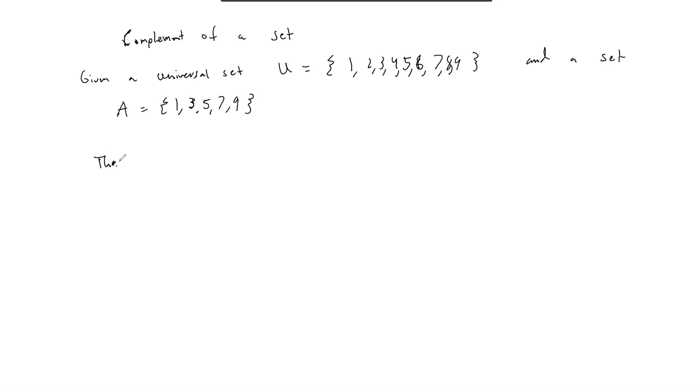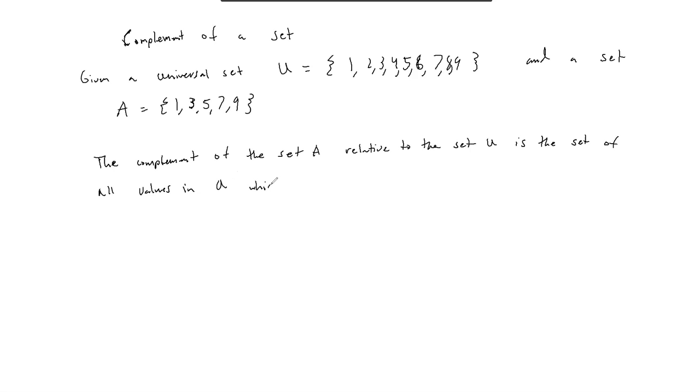The complement of the set A relative to the set U is the set of all values in U which are not in A. So if we want to find a complement, we'll denote it as, or sometimes it's denoted with a line over the top. I also see sometimes it's denoted with a prime symbol. Different things are used, but it could be any of these notations. This is the set. Basically, it's everything in U that's not in A.